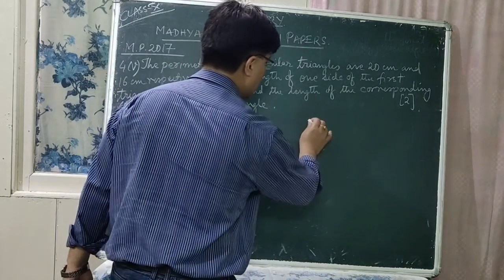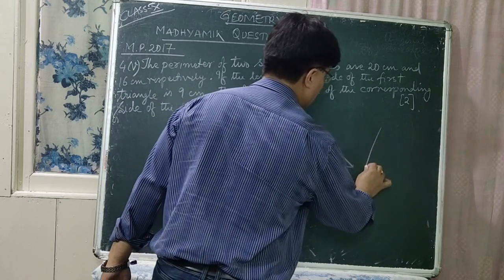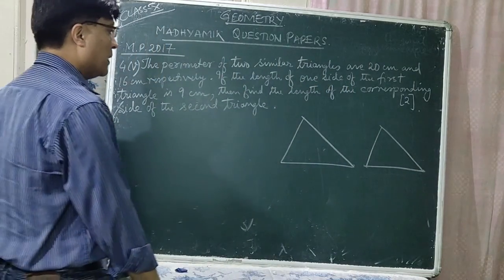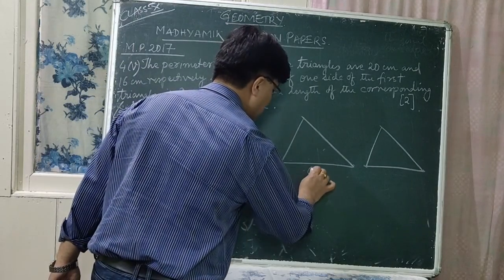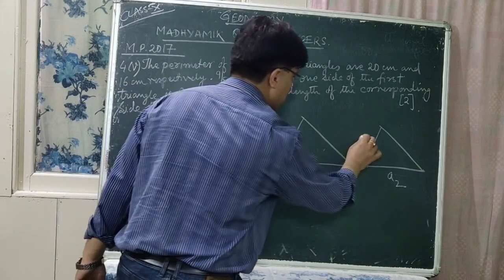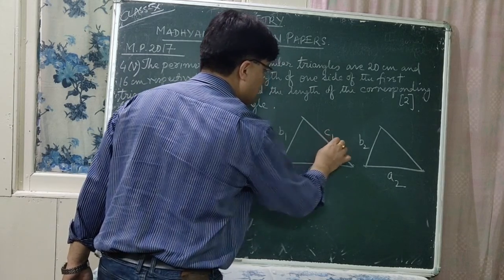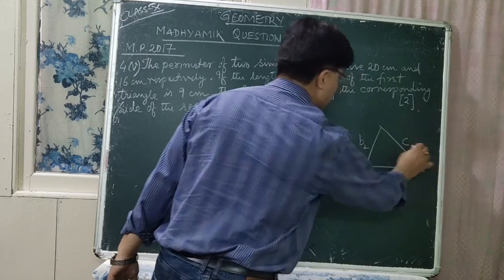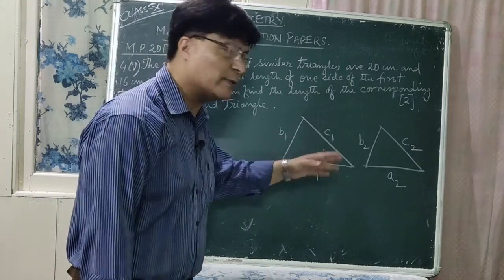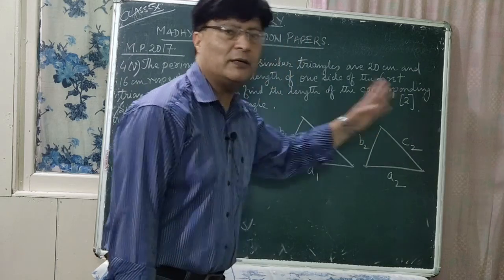Okay. So now this is one of the triangles, and this is another triangle. These are two similar triangles. Suppose this length is A1, this length is A2. This length is B1, this length is B2. Suppose this length is C1, the corresponding length here is C2. That means these two triangles are similar. What do you mean by similar? Their corresponding sides are proportional. That means you can write A1 upon A2 is equal to B1 upon B2 is equal to C1 upon C2.